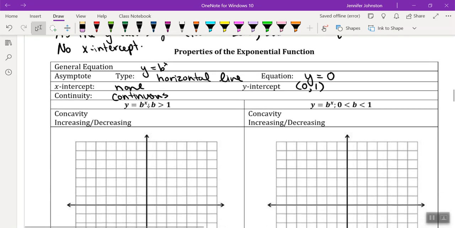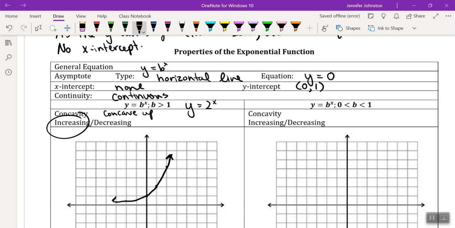The concavity, so when we're looking at this one, we looked at like 2 to the power of x. This is the one where we started here and we went up a quarter and then up a half and then up 1 and then over 1 up 2 and then over 2 up 4. So what do you think the concavity here is? Concavity is definitely concave up. And is it increasing or decreasing? You're going from the bottom to the top. That means you're increasing. And this is 2 to the x.